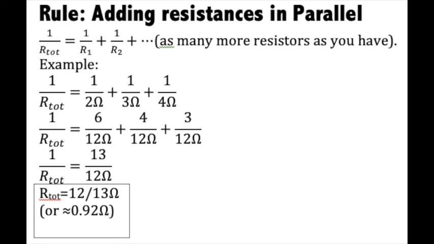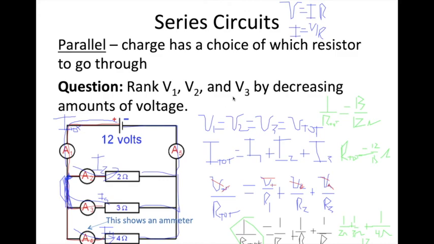And then just to note that you get a smaller resistance when you add multiple resistors together in parallel, because you get more current for the same amount of voltage, because now you have more paths for the current to travel through.